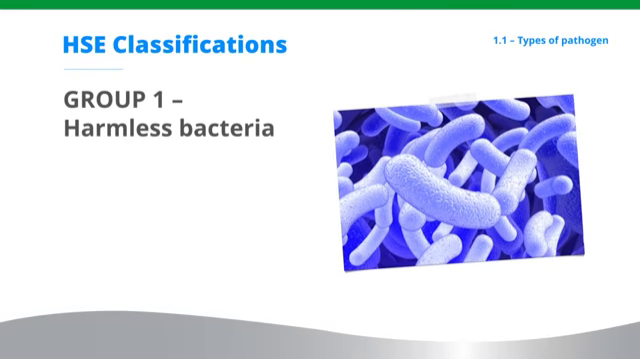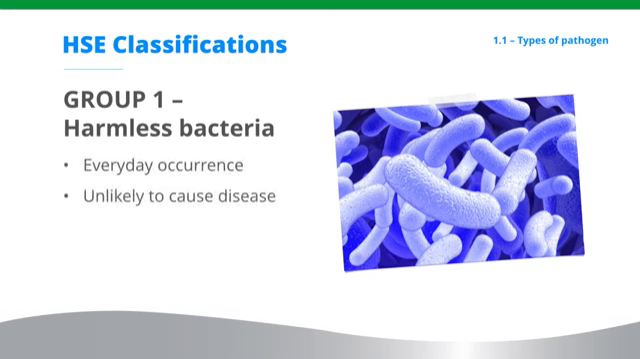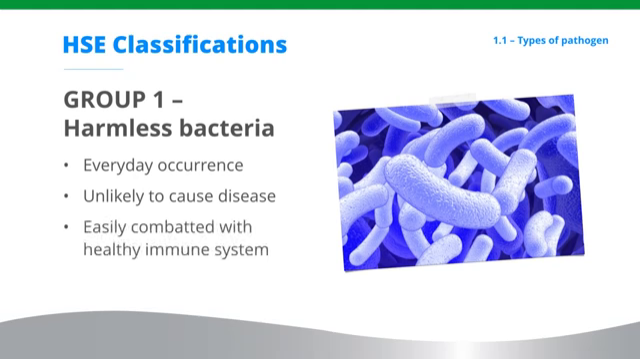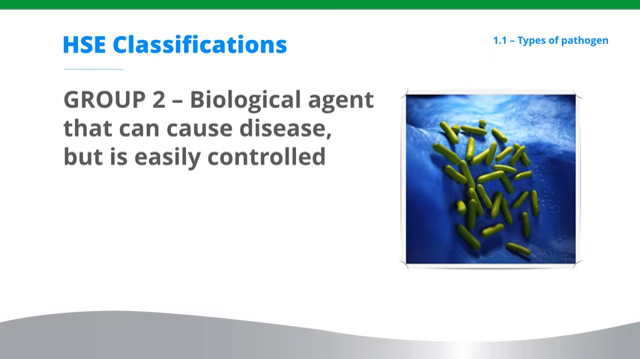Group 1 organisms are of no concern. We encounter harmless bacteria every day and remain unharmed. A healthy animal or human is equipped with a strong immune system to fight unwanted bacterial, fungal, or viral intrusions. Group 2 is the largest group by far.